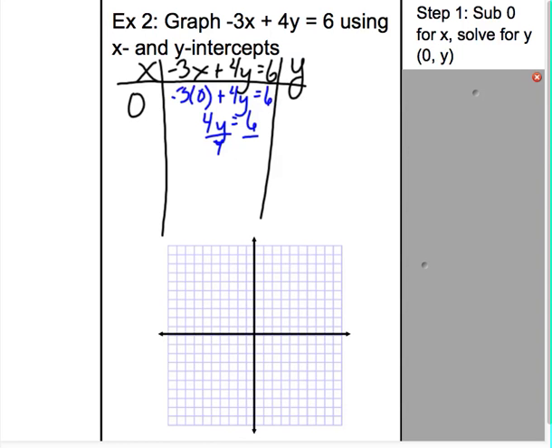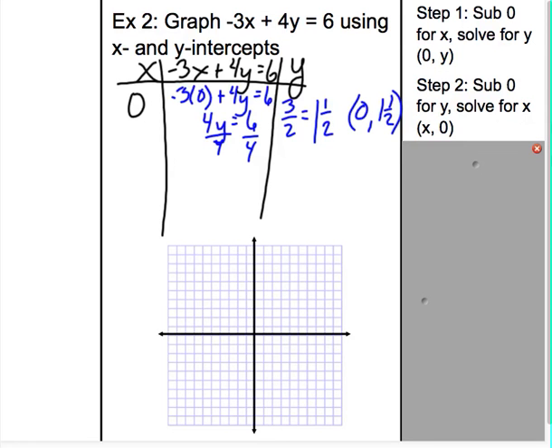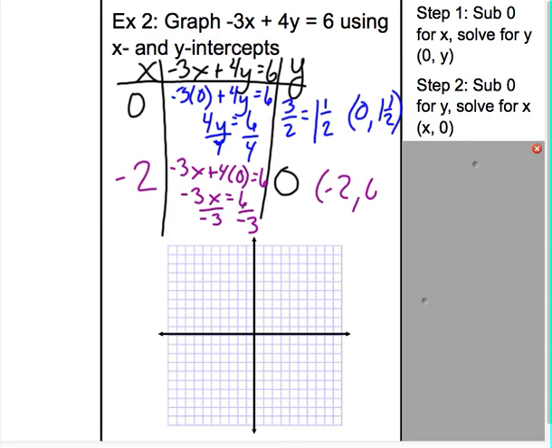So when we divide both sides by 4, simplifying 6/4, we get 3 halves, or turning it into a mixed number so that we can graph it, 2 goes into 3 one whole time with 1 left over, and 2 remains our denominator. So there's our ordered pair. We're going to repeat the process solving for x. So substituting 0 for y this time. 4 times 0 cancels, so we get negative 3x equals 6. Dividing both sides by negative 3, we get negative 2 for our x-intercept.